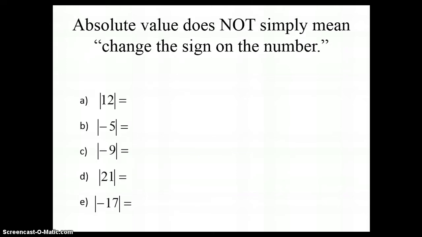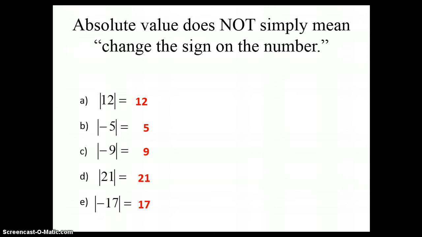Absolute value does not simply mean change the sign of the number. The absolute value of 12 is positive 12. The absolute value of negative 5 is positive 5. The absolute value of negative 9 is positive 9. The absolute value of 21 is positive 21. And the absolute value of negative 17 is positive 17.